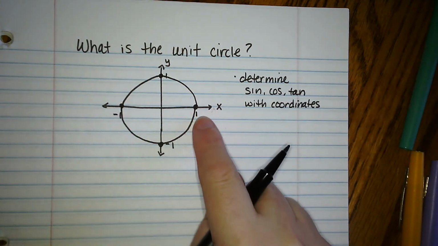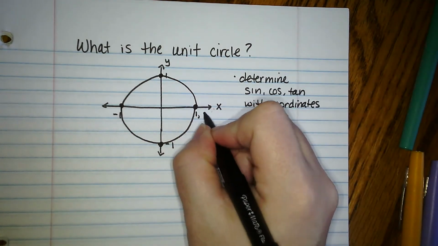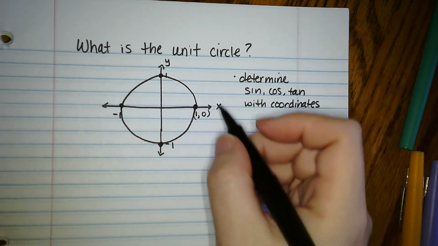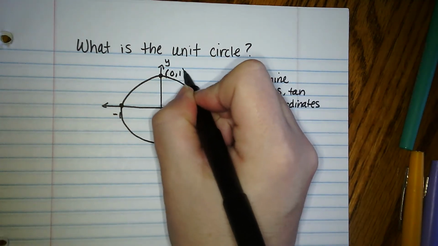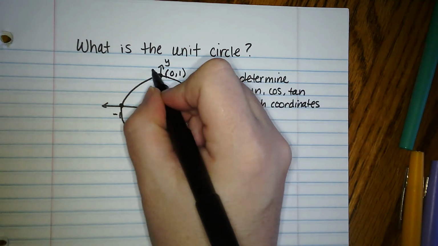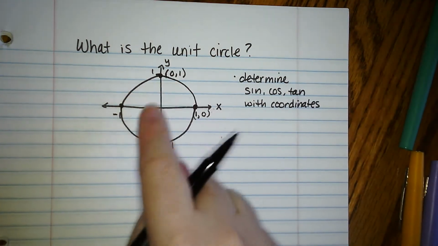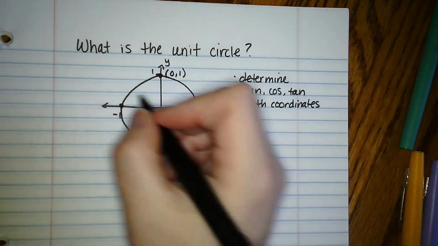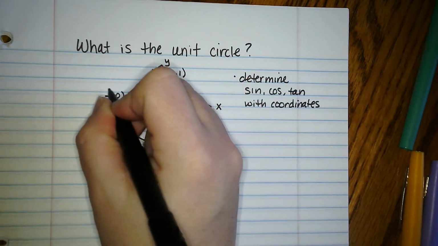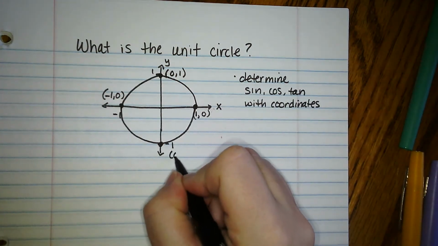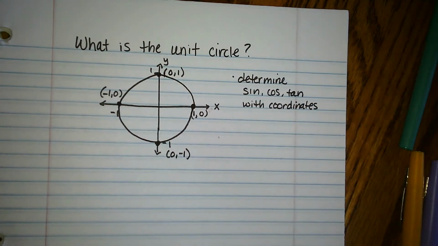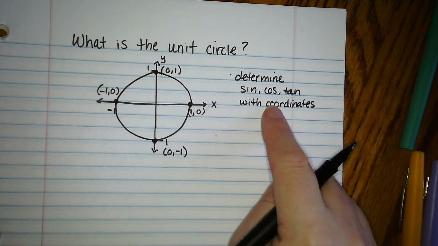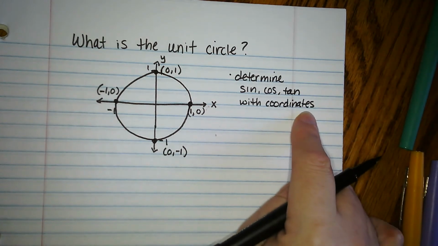This coordinate where 1 is, this is actually 1, 0. Up top, this is 0, 1. That's the value at coordinate for this one. Down here on the left, this is -1, 0. And at the bottom, this is 0, -1. So these are the 4 coordinates that we use to help us determine sine, cosine, and tangent with coordinates.